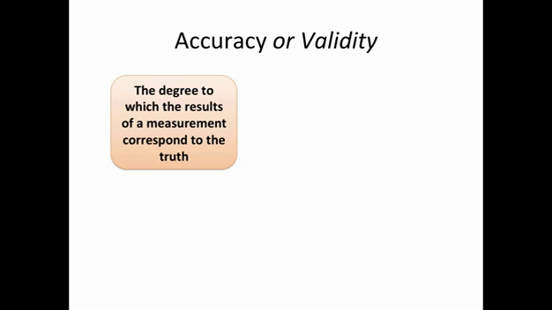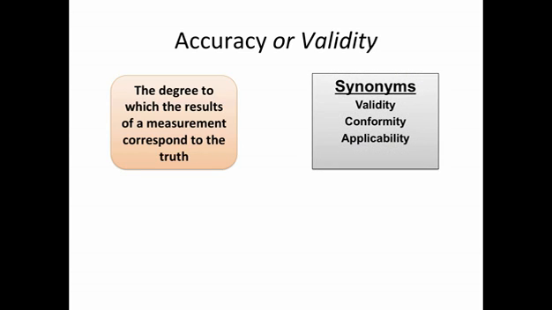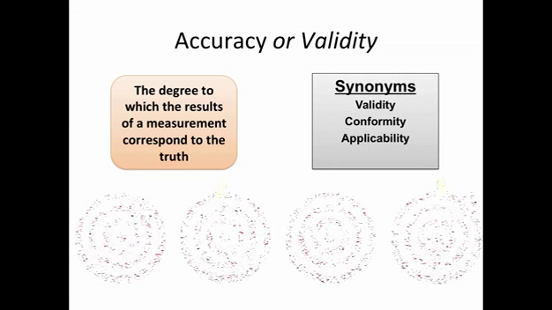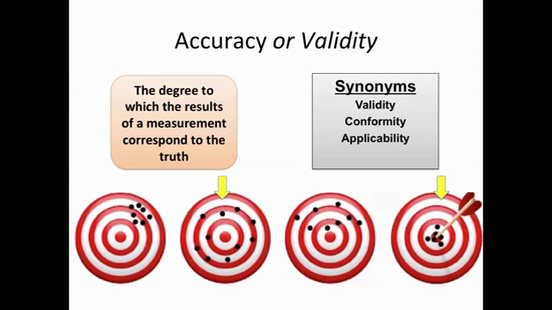Accuracy is more commonly known as validity. It is the degree to which the results of a measurement correspond to the truth. It is also referred to as conformity or applicability. Look at the dartboards again. Here, highly accurate set of attempts are shown in the second and third images. The values obtained here are rather close to the bull's eye, the target that was originally aimed for.